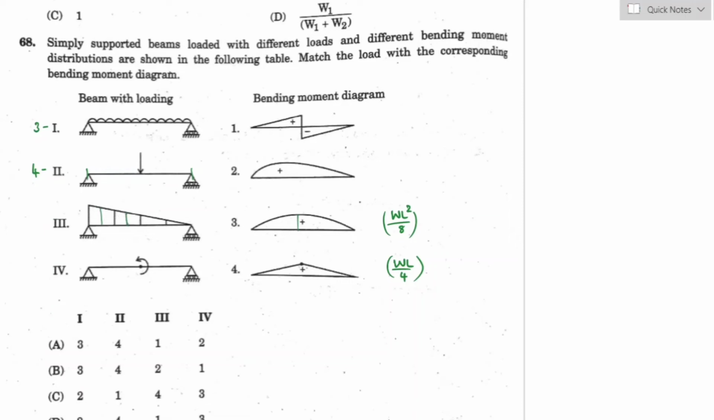For the third case, it is a simply supported beam subjected to a triangular variation of load. So for this case, it is option 2. For the fourth case, it is a simply supported beam subjected to a couple at the midspan of a simply supported beam. For this case, there will be change in bending moment from positive to negative. So for the fourth case, it is option 1. Now the correct code combination for these types of beams is 3, 4, 2, 1. Option B is the right answer.